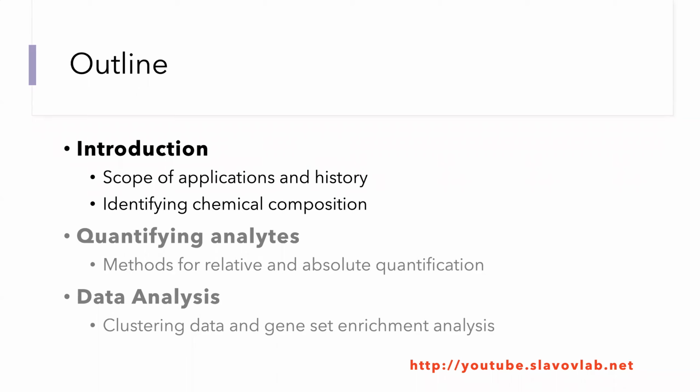In the second lecture of this sequel, I will discuss methods used to quantify the abundance of analytes, both in absolute terms, such as number of molecules or moles from each analyte, or in relative terms, how a particular analyte varies in abundance across a range of different samples.